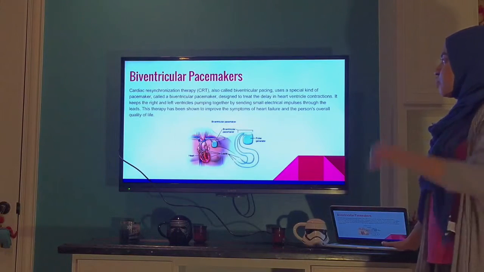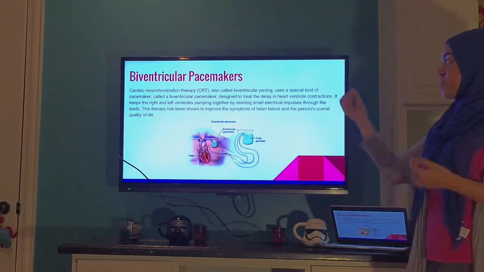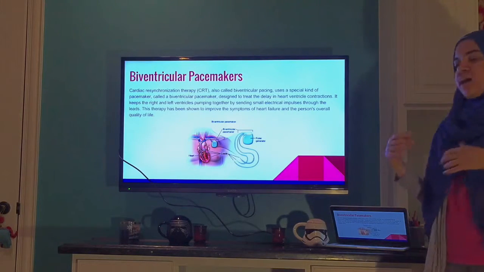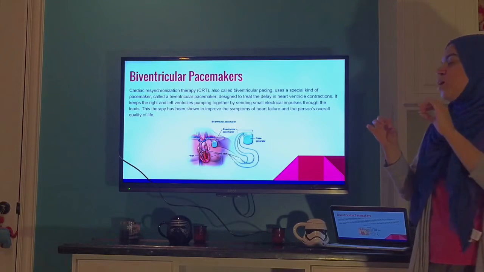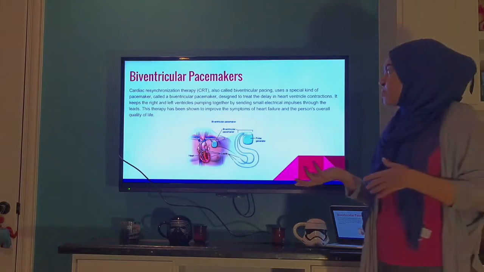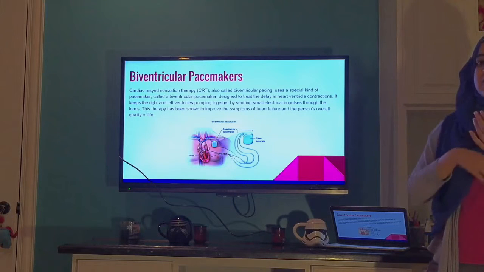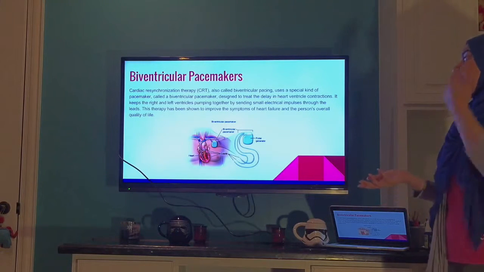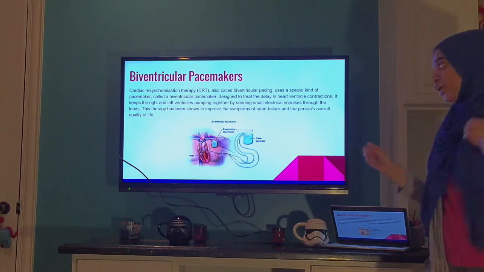And for biventricular pacemakers, it's actually a type of therapy called CRT, which is cardiac resynchronization therapy. Another name for it is biventricular pacing. It's going to use a biventricular pacemaker, which is going to be different from the single or the dual chamber pacemakers. And it's going to treat somebody who has a delay in their heartbeat. And it'll sit in the ventricles, biventricular.